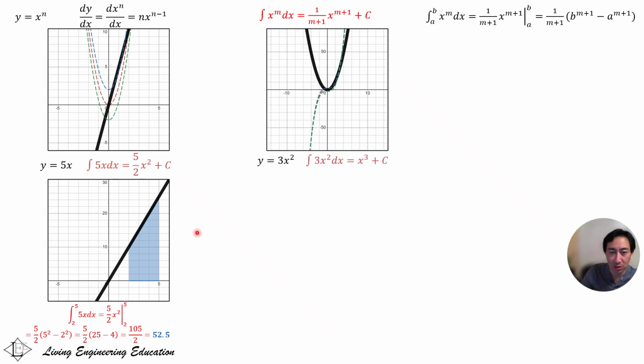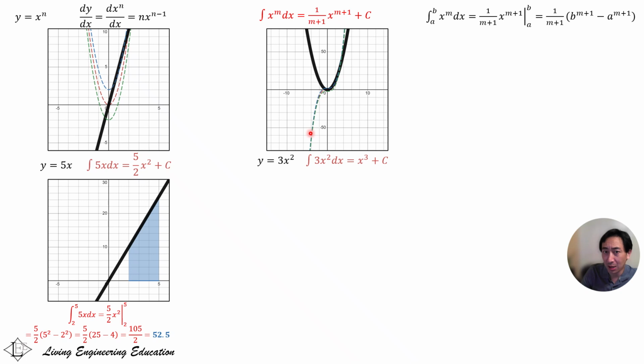Let's take a look at another example. Here we have 3x squared. The integral of 3x squared is 3 times 1 over 2 plus 1, right? So 1 over 3. So the 3 times 1 over 3 cancels out. So we have a constant of 1 times x to the power 2 plus 1, x cubed, plus c. So in black, here's my 3x squared. And then here's x cubed plus 2, x cubed minus 2. Right? So it's showing the variations in the dashed lines here.